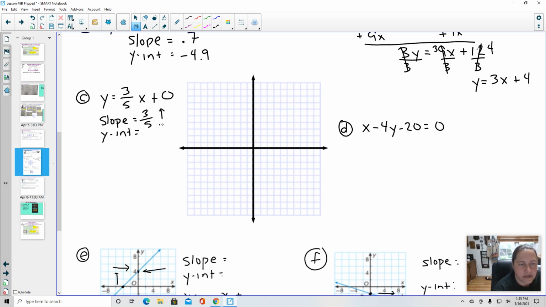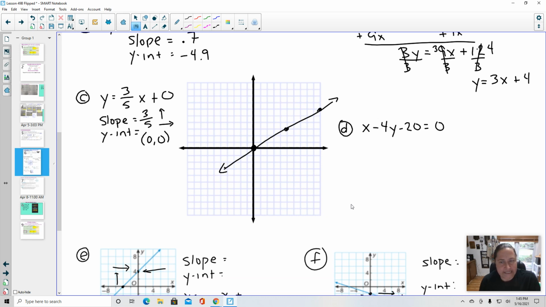Remember, that's rise over run. And my y-intercept is going to be at 0, 0. So I'm going to make a y-intercept at 0, 0. And I'm going to go up 3 over 5, 1, 2, 3, then 1, 2, 3, 4, 5. And I'm going to do it again, up 3 over 5. I say that 2 points makes a line, but 3 makes you sure. Okay, so make a line there.